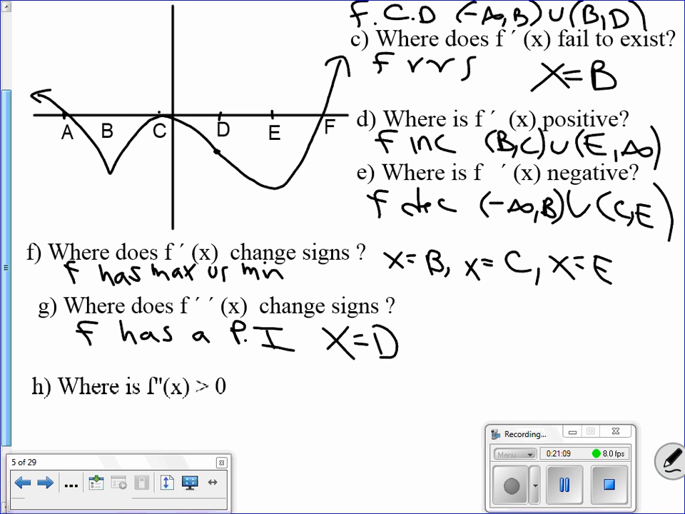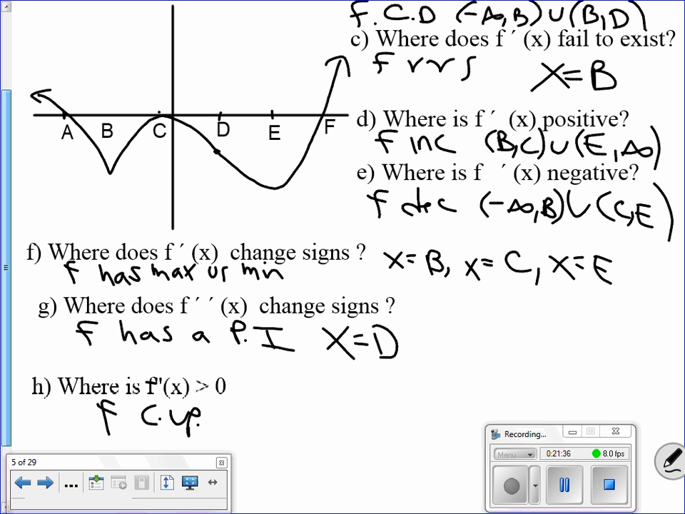Where is the second derivative positive? Second derivative is positive when the function is concave up. See, if I said the first derivative is positive, that would be increasing. Second derivative is positive when the function is concave up. Where would that be?